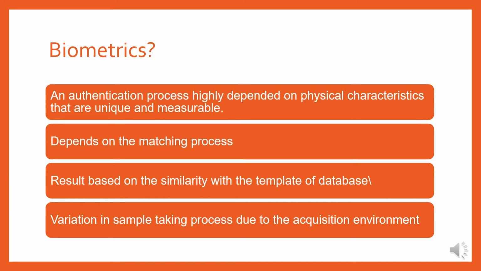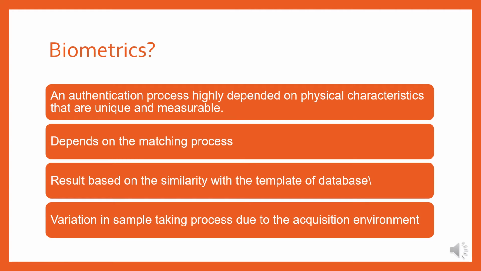So basically, it is an authentication process that is solely dependent on physical characteristics of the user as it's unique and measurable. The whole process is highly dependent on the process of matching the live template and the template that is stored in the database, where the result of acceptance rate and rejection rate depends on the similarity score of both the templates. The acquisition environment or user interaction with the acquisition device may cause changes in the biometric samples. This results in similarity or dissimilarity between users.